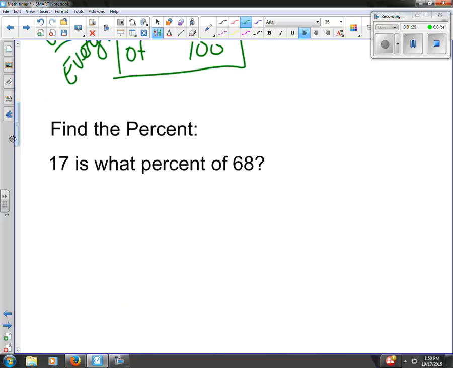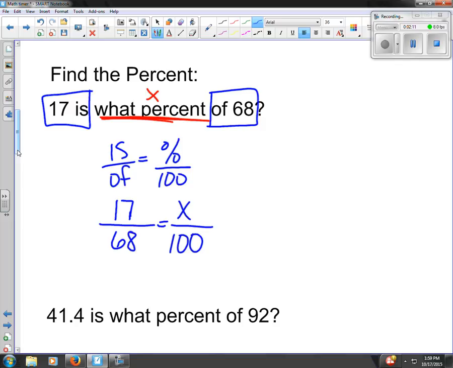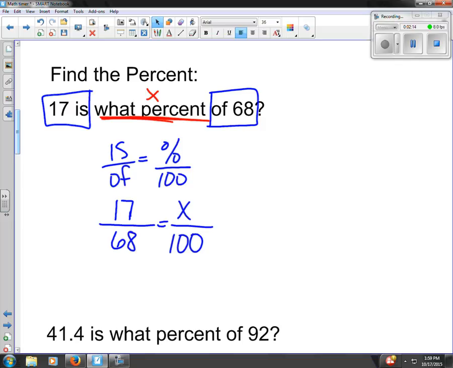So if I want to find the percent, and the question is 17 is what percent of 68? Well, let's see. I have of 68, and I have 17 is. And obviously, it says what percent, so that's my x, I'm looking for the percent. So I write is over of equals percent over 100. The is, I boxed it, that's 17, so I write that in the is spot. And the of is 68, so I write that in the of spot. And my x is the percent, because I don't know what that is, and then it's always over 100. That will never, ever change.